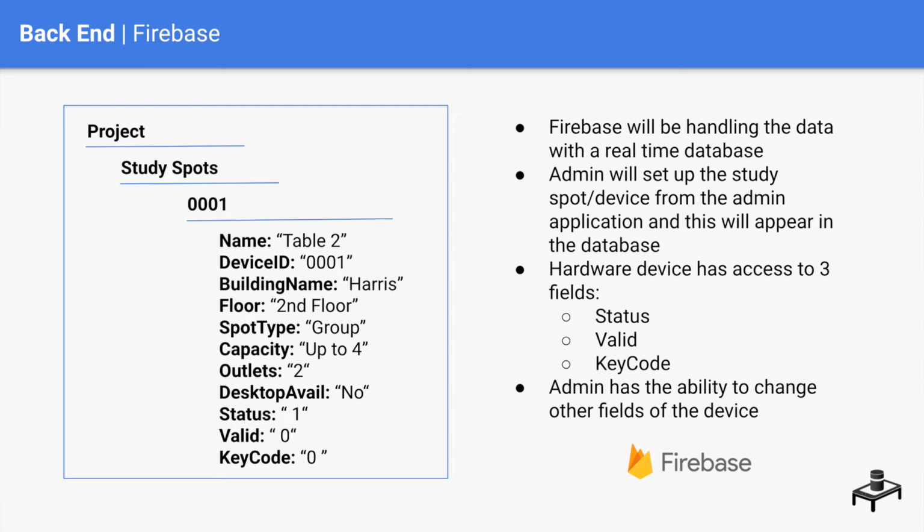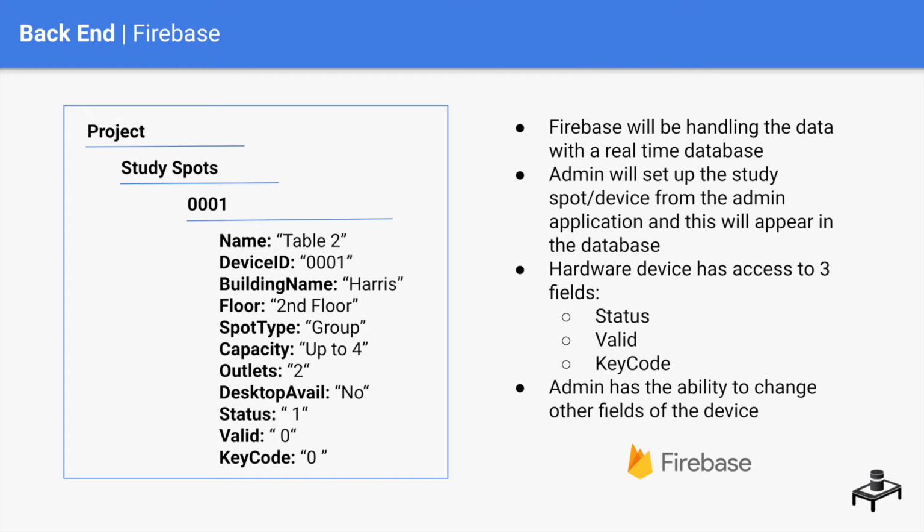In the backend of the application, Firebase will be in charge of handling the data in a real-time database. The admin, who can be an IT employee at the university, will set up the new device with the following fields: name, device ID, building name, floor, spot type, capacity, outlets, and whether there's a desktop available or not. All of these under the device ID number, which in this case is 0001.